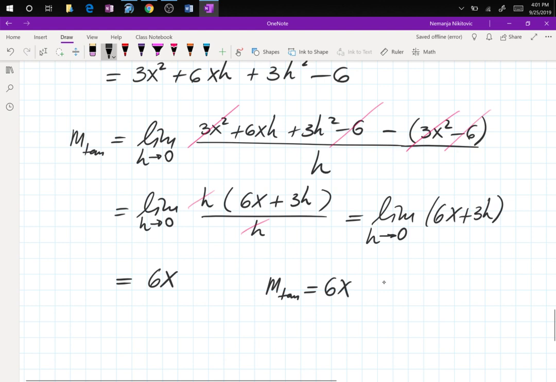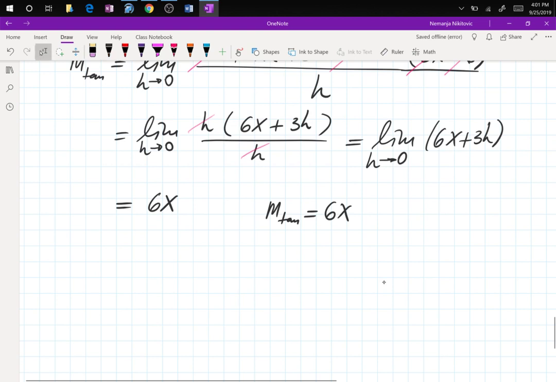What were our x's before? Wasn't there x equals 2? What was the m tangent? It was 12, right? Because 6 times 2 is 12. When our x is 3, what did we have as the answer? 18. Well, 6 times 3 is 18.